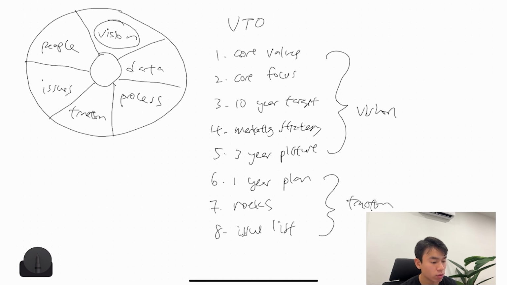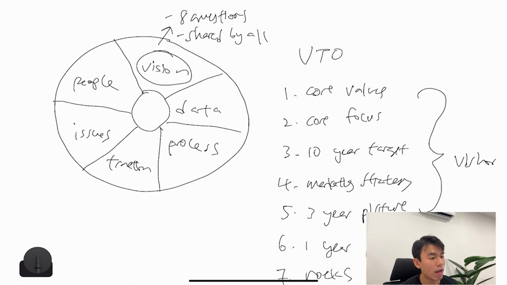The core value tells you who you are, the core focus tells you what you are, the 10-year target, the 3-year picture, the 1-year plan, and the rock tells you where you're going. Last but not least, the marketing strategy and the long-term issue list tells how you're going to get there. Do you all agree you have a higher chance of achieving your vision if the vision is shared by all in your organization compared with nobody knowing the vision, right?